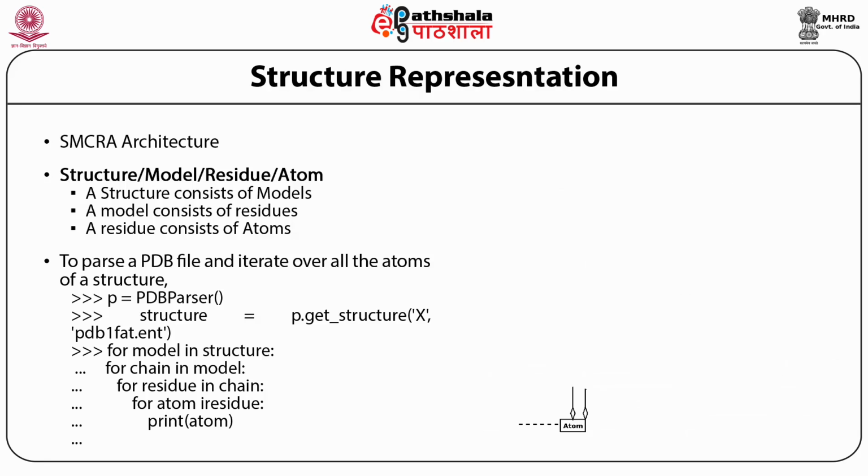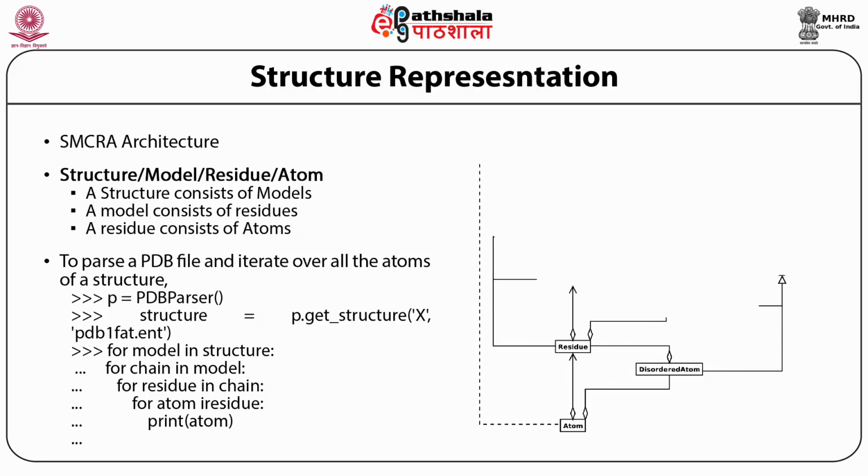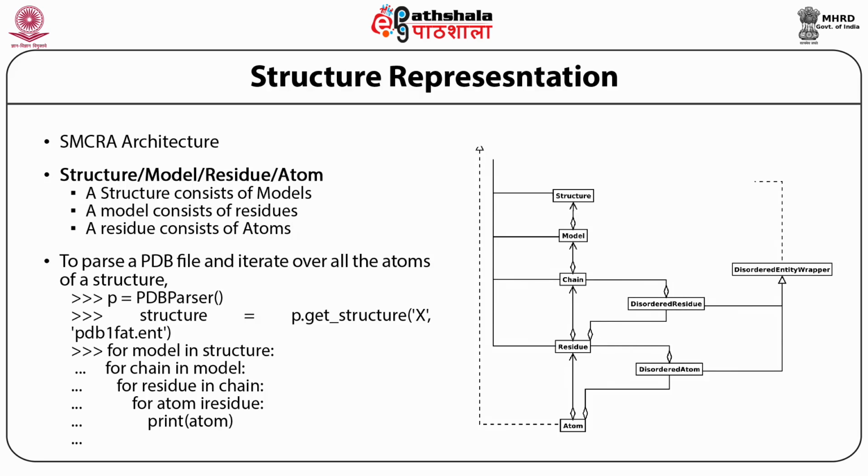So for model in structure, it iterates over the models present in structure. If it is an NMR structure, we will have several models. Crystallographic structures have only one model, so it will just iterate once. If it is an NMR structure, it will iterate over as many models as the structure object contains.